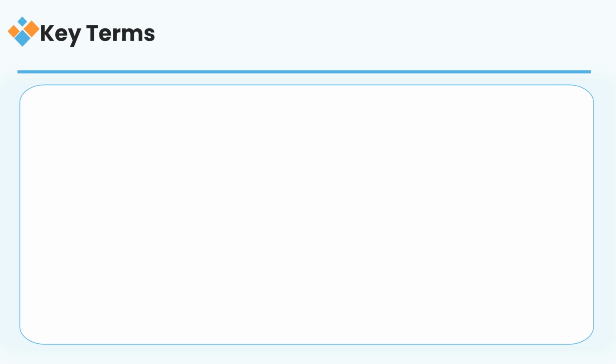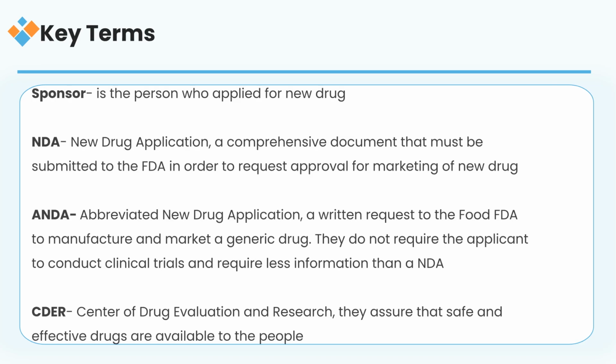Let's review some key terms. The sponsor is the person who applies for the new drug, and in the succeeding slides we will see who these sponsors are. The NDA is a request for marketing approval. An NDA is filed for a drug that is either not yet available in the market, or for an existing drug seeking approval for a new therapeutic use or other significant change.